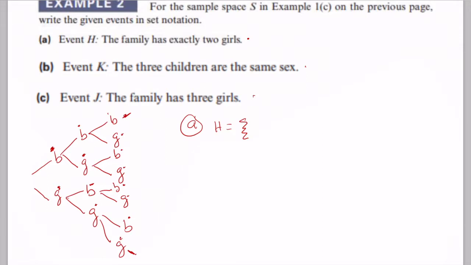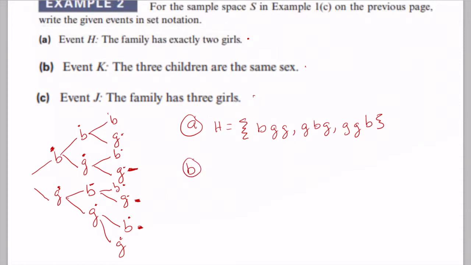Sorry, wrong. Sorry. Event H has two girls. So let's redo this one. Two girls. So here's one with two girls. Here's another one with two girls. And here's the third one. So we have boy, girl, girl, girl, boy, girl, and girl, girl, boy.